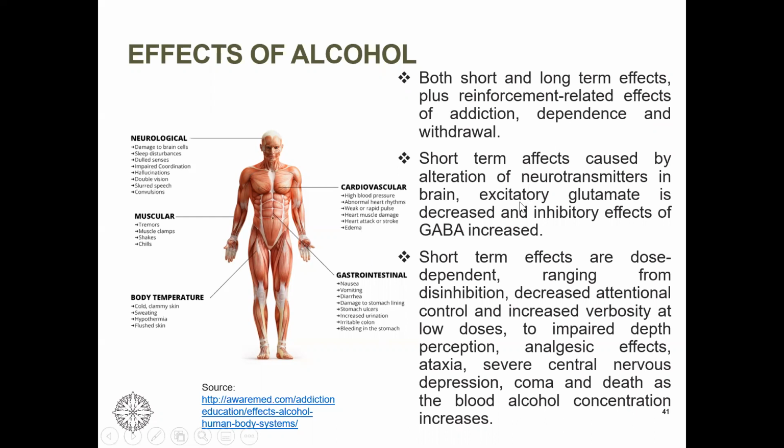Now, glutamate is the excitatory transmitter, and in the short-term effects, alcohol can inhibit this glutamate, and it can also lead to an increase of GABA. That's why people may have tremors and anxiety if they are dependent or taking too much alcohol. So in fact, all the body systems are affected.